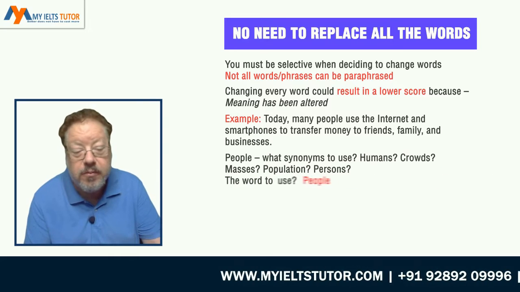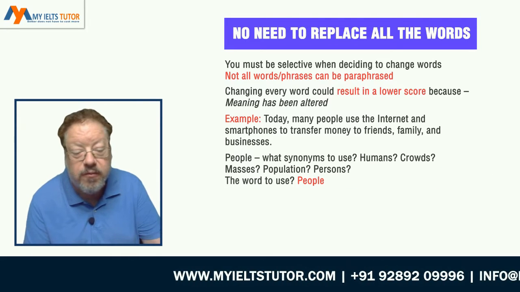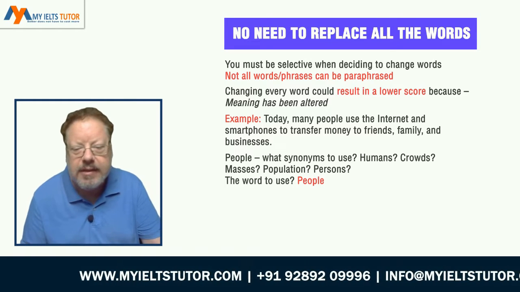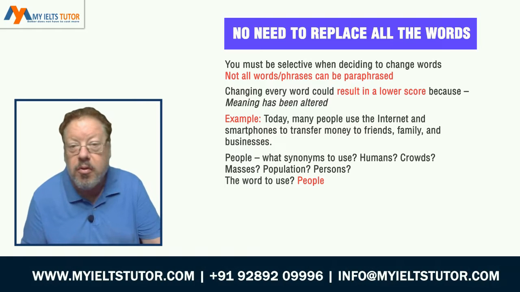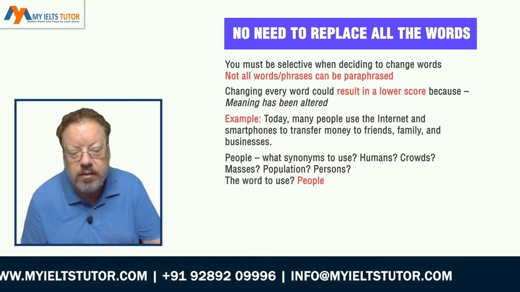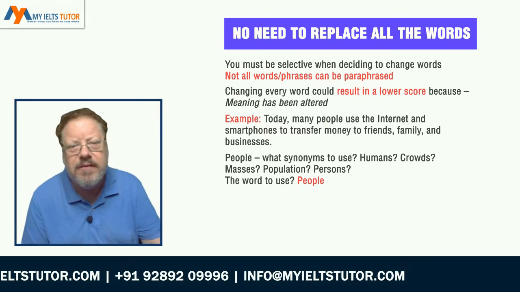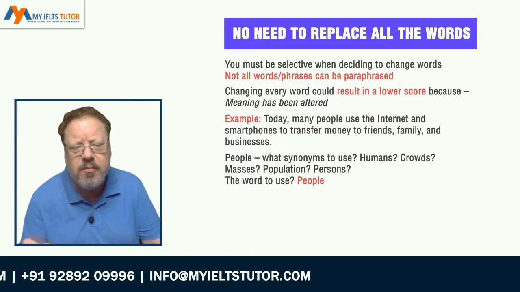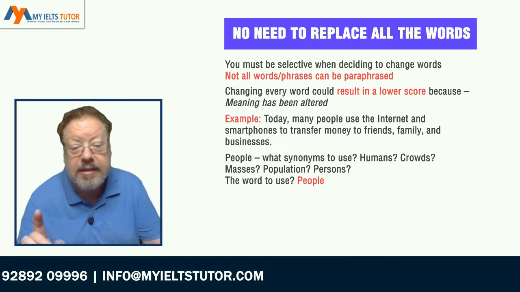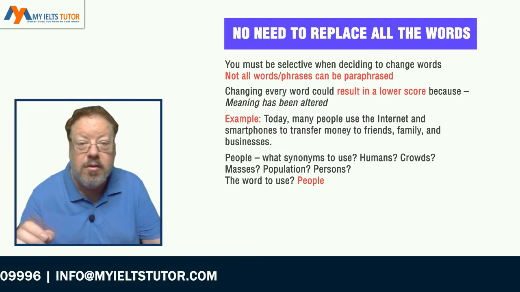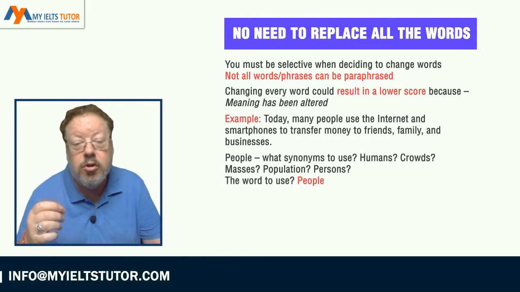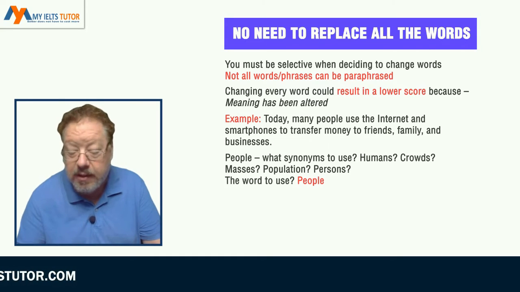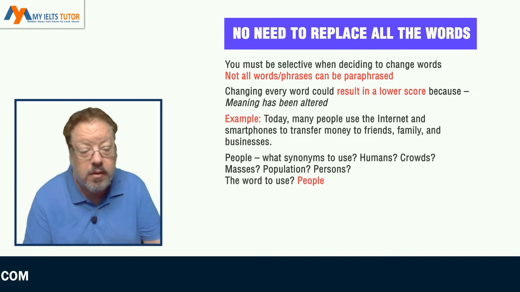Now, for instance, people. What synonyms could we use for people? Humans, crowds. I've seen students use crowds, masses, population, persons, individuals. We could potentially use individuals, but individuals could be anything. Remember, the key here is to be more precise with your synonyms. And that's a key point here, because you're looking for precise meaning. So, as I said, the synonym may not be precise in meaning.